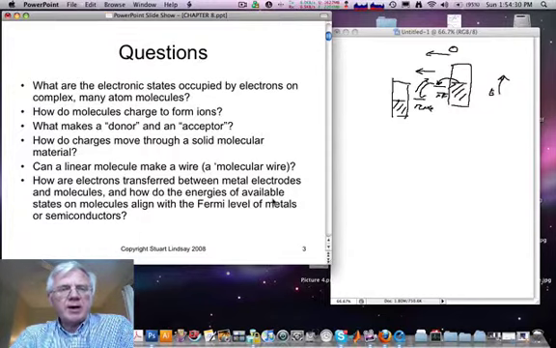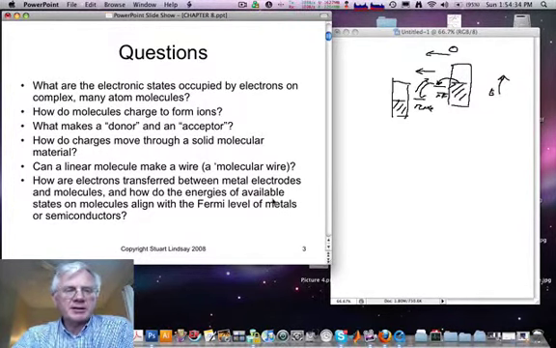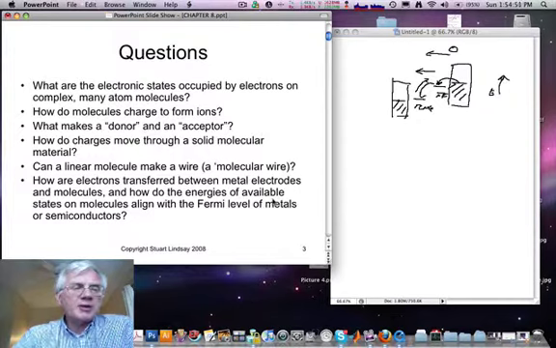We'll address many questions that arise in the whole idea of molecular electronics. Specifically, what are the electronic states occupied by electrons on complex many-atom molecules? We know the electrons are localized on them. What are they? How do molecules gain and lose charge to form ions? What makes a donor? What makes an acceptor?